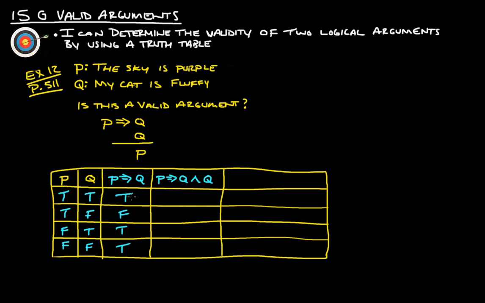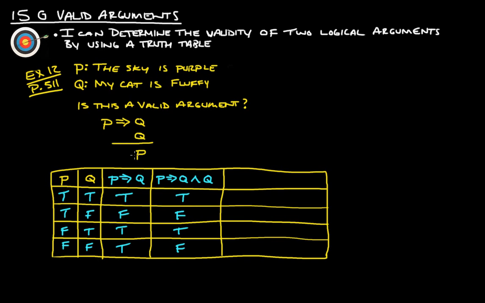So here's our P implies Q, here's our Q. If it's and, they both have to be true. So true, true, this would be true. False, false, that is definitely not true. True, true, that would be true. And then false, true, since they're not both true, that would be false. So then our last piece would be P implies Q and Q, so this one here.